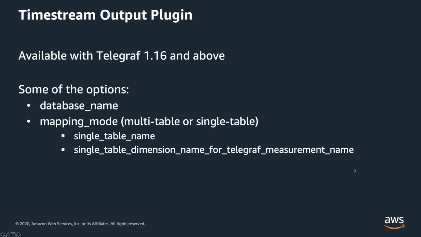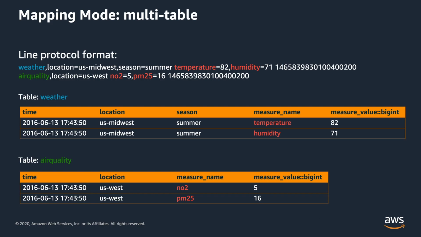Let's look at the differences with an example. Here we have some data in line protocol where weather and air quality are our measure names. Location and season are tags, and our fields are temperature, humidity, NO2, and PM2.5 to represent air pollution. In multi-table mode, this data would be represented in two tables, weather and air quality. And you can see how the rest of the elements are mapped. We would have dimensions for location and season, and the fields become our measure names.